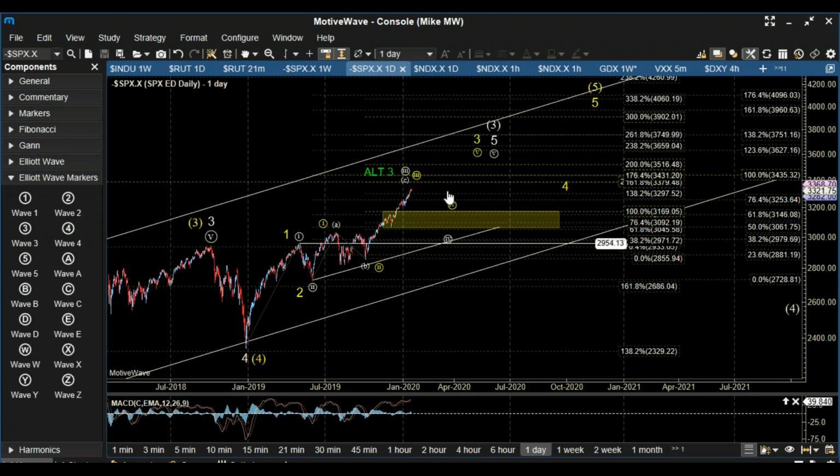So that's the impulsive count on the yellow path that we're watching. Okay, so again, we're going to need another fourth and another fifth for a wave 3, and then another fourth and then another fifth for a fifth. Under this path, we'd be in the heart of a wave 3 of a 3.